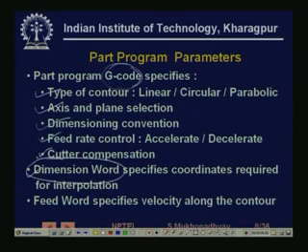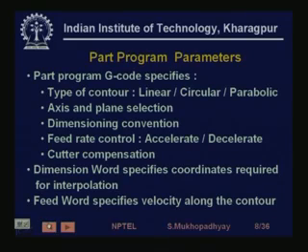Various coordinates have to be specified, and these are specified in what is known as a dimension word, and the feed word specifies these feed rates and their control. So at what feed rate? Such information, what I am trying to say is that these informations which are input to the interpolator are provided in the part program. Okay. So now let us see what the interpolator does with it.